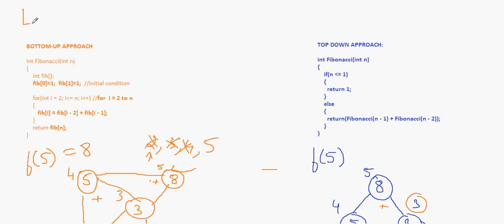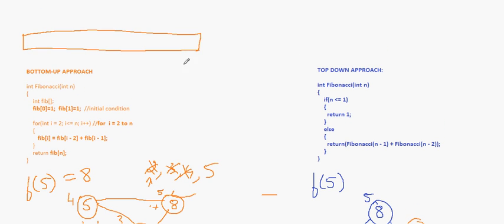So if you see how we reach the solution in the bottom up approach, it's almost like creating a table. With initial conditions, Fibonacci of 0 is 1 and Fibonacci of 1 is 1. And then for 2 to 5, so I'll calculate Fibonacci of 5. So Fibonacci of 2 is Fibonacci of 0 plus Fibonacci of 1.